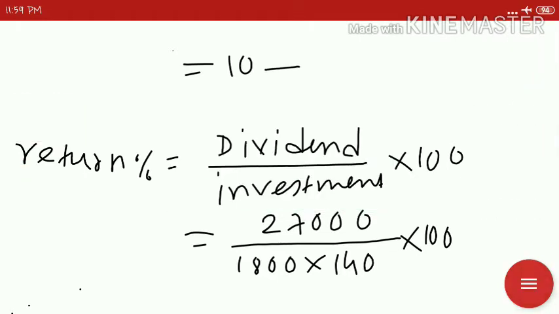So 10 whole 5 by 7%, or you can calculate it into decimal. So both answers are correct. If you have to put it into the fraction form, or mixed fraction form, or in the decimal form, both are correct. Okay, now we'll go to the third problem.